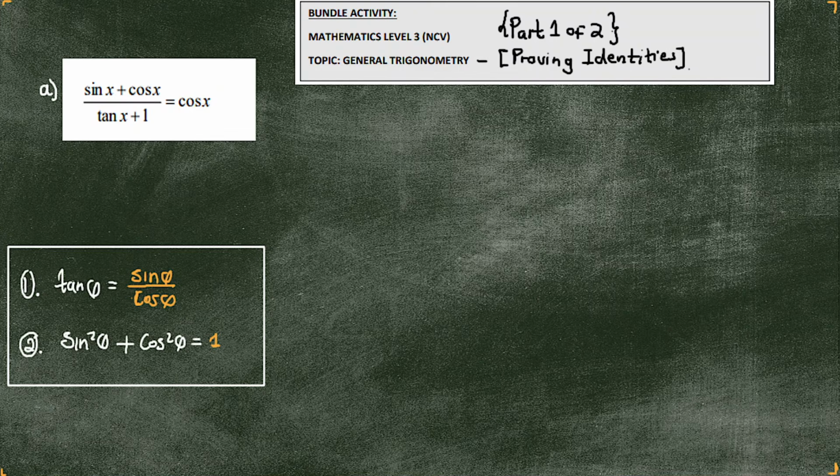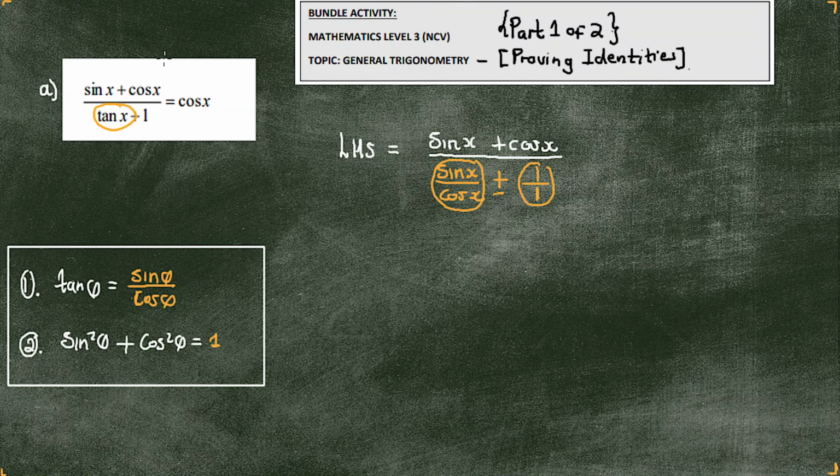So for A, I'm gonna take the left hand side. The left hand side is equal to sine x plus cos x over, then I'm changing this tan x to sine x over cos x, plus 1. But this 1 should be divided by 1 so that I can have a fraction adding another fraction.